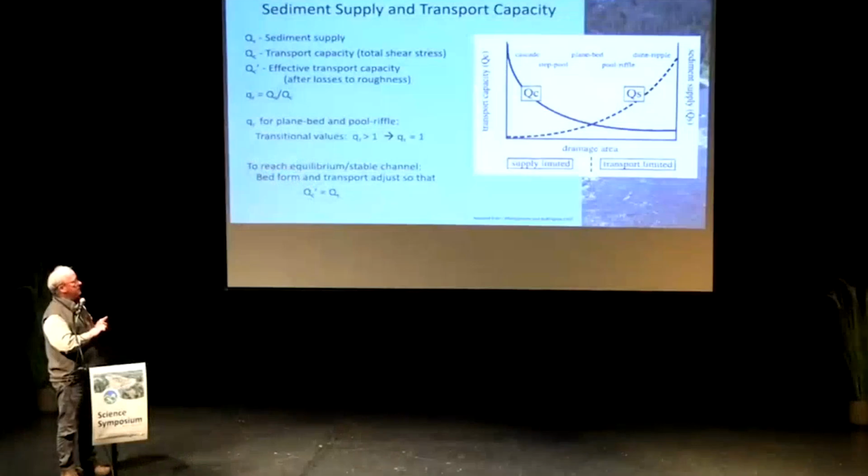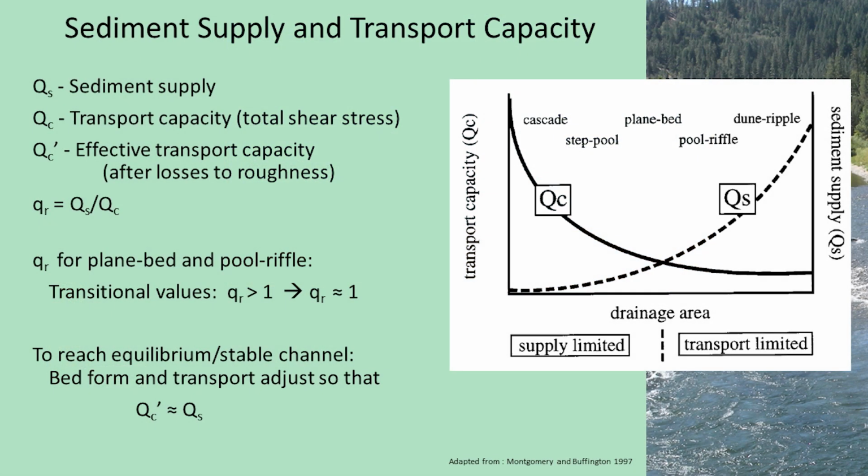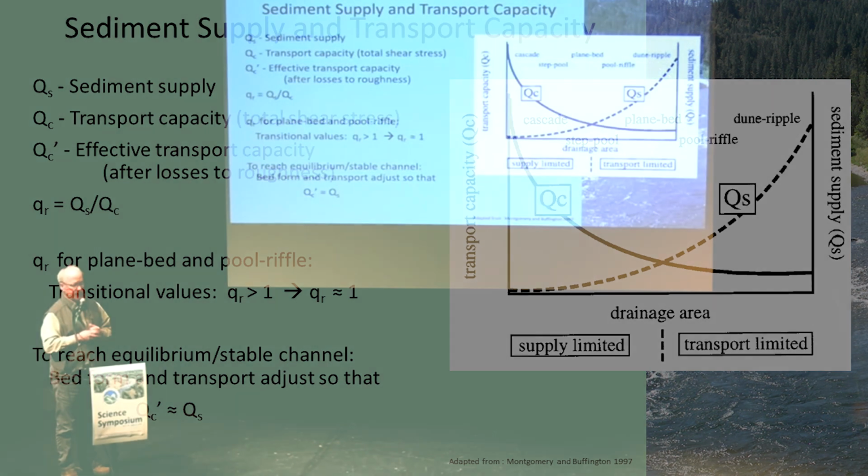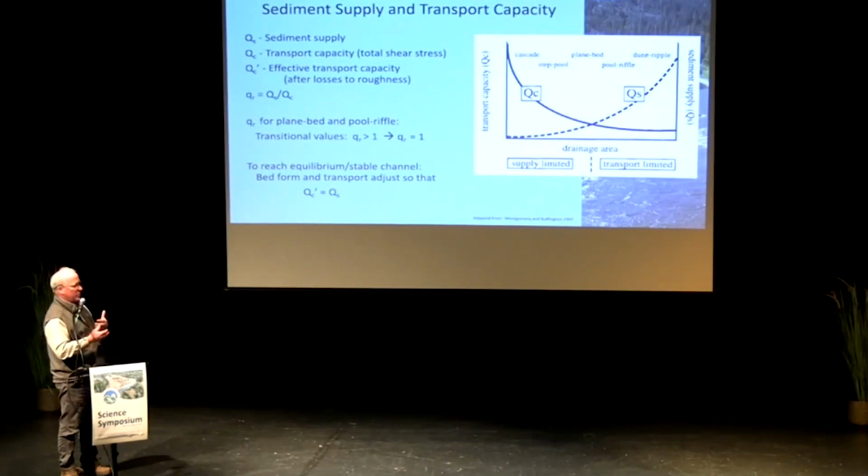So again, this is a conceptual diagram from John's work, and what this lays out is where pool riffles and plain bed channels are within the system. We're in an area that has a lowered capacity to move material, but has enough material available for transport. So we're right at this cusp between supply limited, where we have more energy than sediment, and transport limited, where we have plenty of material, but not enough energy to move it. And this can be represented by this ratio QR, which is the sediment supply divided by the capacity to move the sediment. In the plain bed and pool riffle systems, those values will generally be approximately 1, basically in balance.